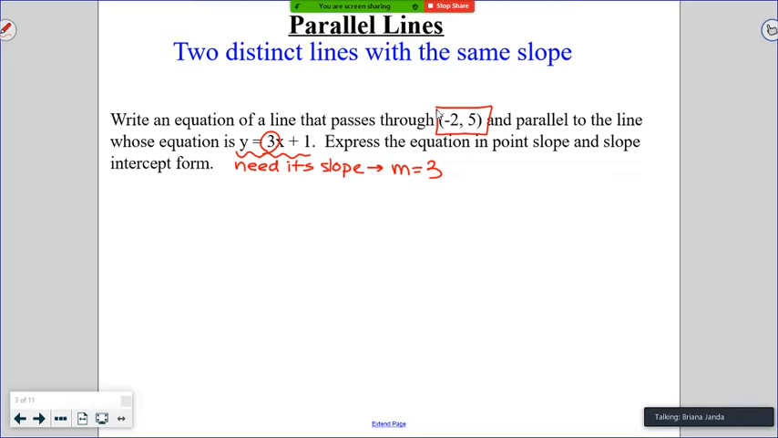So we want to go through that point. Because it is parallel, they have the same slope. I'm going to use the slope of 3, similar to the line they gave me. And then it asked me to write our equation in point slope and slope intercept, which is nice because point slope is where I start. Slope intercept is my 2-step move away from that equation. So here's my point slope.